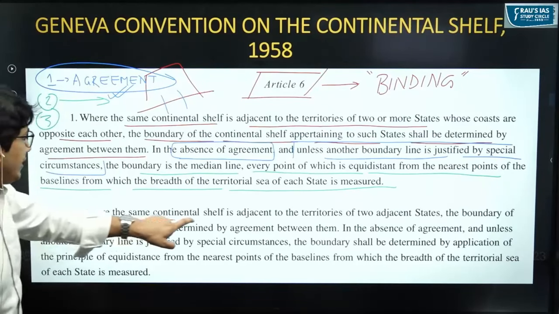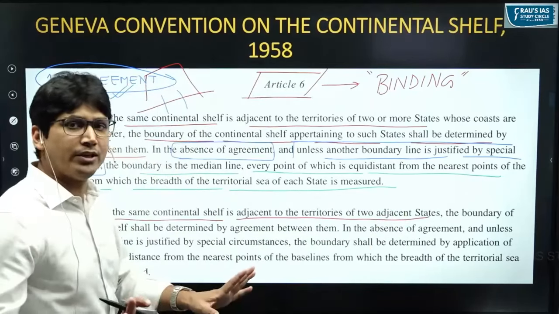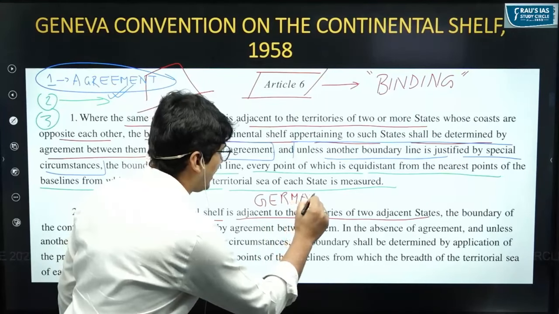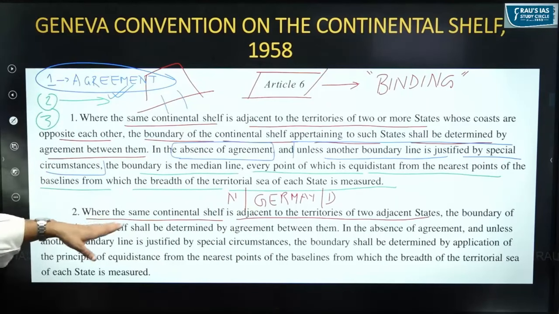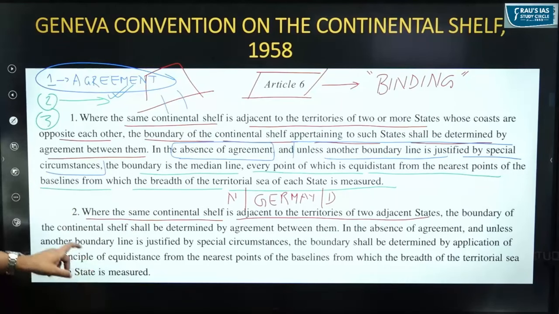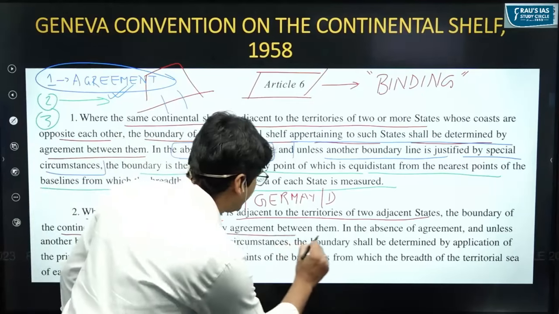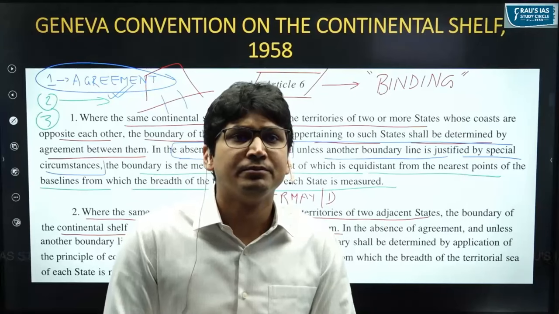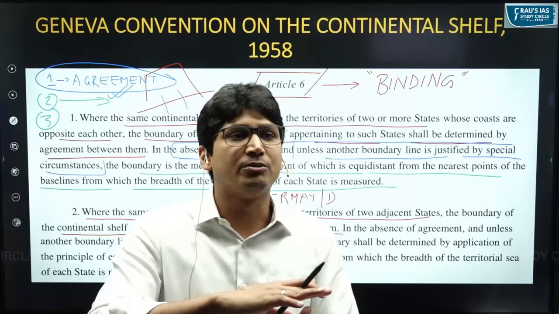Where the same continental shelf is adjacent to the territories of two adjacent states, a particular case for Germany here, because on one hand there is Denmark and on the other hand there is Netherlands, the boundary of the continental shelf shall be determined by agreement between them. Again, it is mentioning agreement, not something pre-qualified by the equidistant principle.